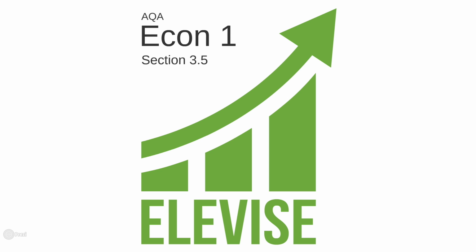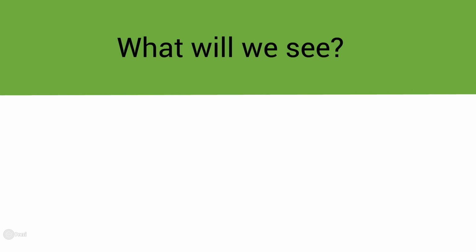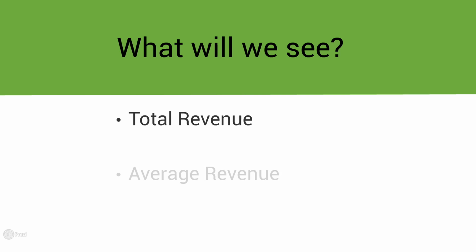Hi and welcome to section 3.5 for Econ 1 on the AQA exam board. Today we're going to be looking at total revenue, average revenue and profit.